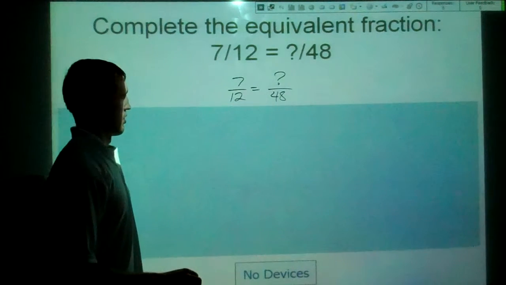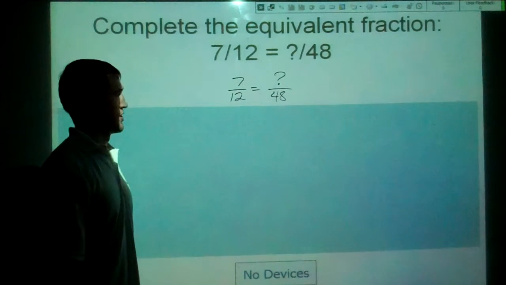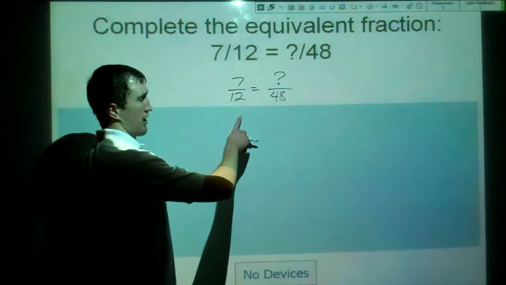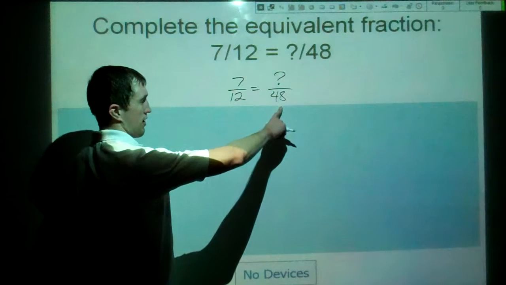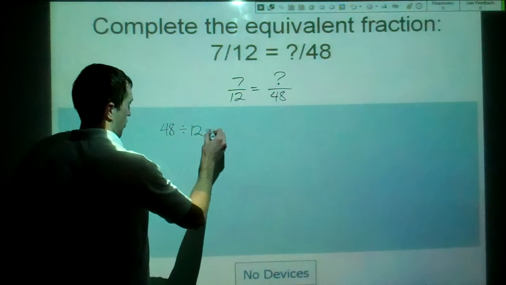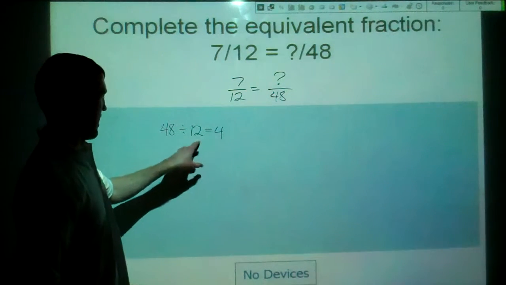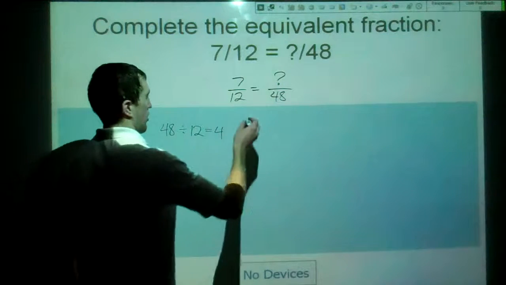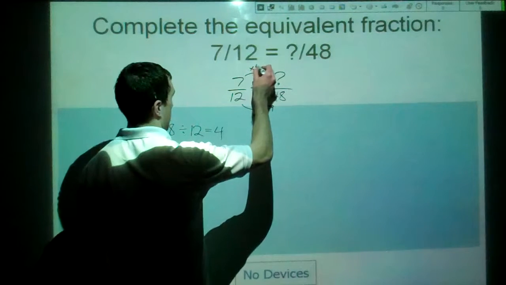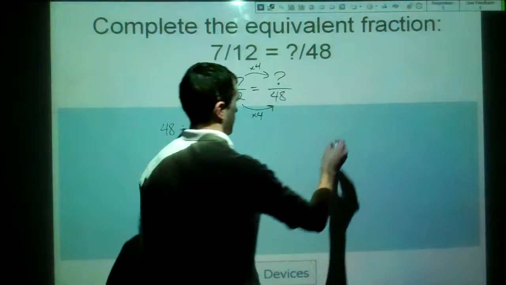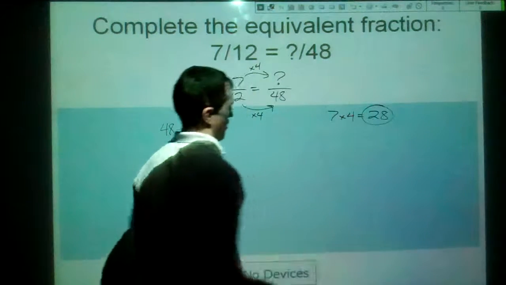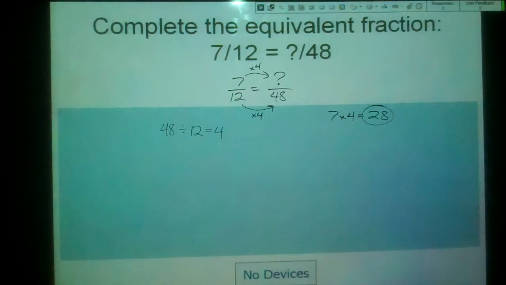So, basically what we want to do, I'll show you different ways to solve this later on, but I want to take 48 divided by 12 to figure out what I multiply 12 by to get to 48. So 48 divided by 12 is 4. So I know that 4 times 12 is 48. So multiply by 4 to get to this side. You do the same with the top. So 7 times 4 is 28. So that would be your answer for that one. I'm going to start part 2 after this.